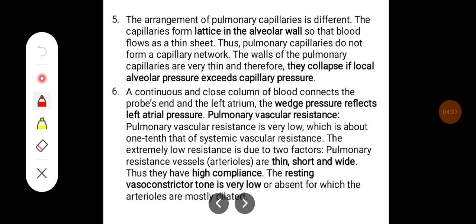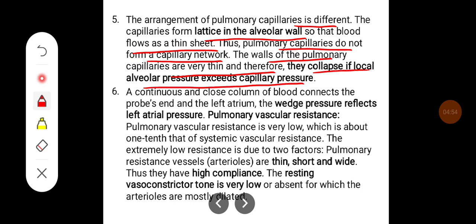The arrangement of pulmonary capillaries is different. The capillaries form lattice in the alveolar wall so that blood flows as a thin sheet. Thus, pulmonary capillaries do not form capillary network. The walls of the pulmonary capillaries are very thin and therefore they collapse if local alveolar pressure exceeds capillary pressure.